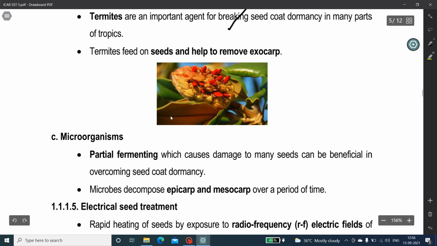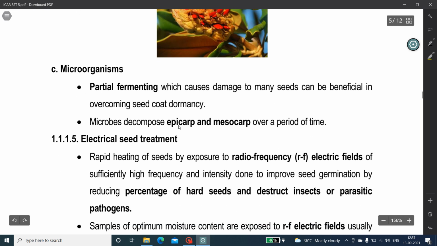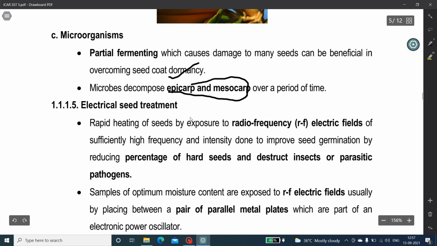The next one is microorganisms. Here the partial fermenting which causes damage to many seeds can be beneficial in overcoming seed coat dormancy. The microbes decompose the epicarp and mesocarp over a period of time. The precaution to be taken is that it is difficult to make use of these animals or organisms as a controlled pre-treatment of seeds, and periodic inspection is essential to ensure that the process is not carried too far.